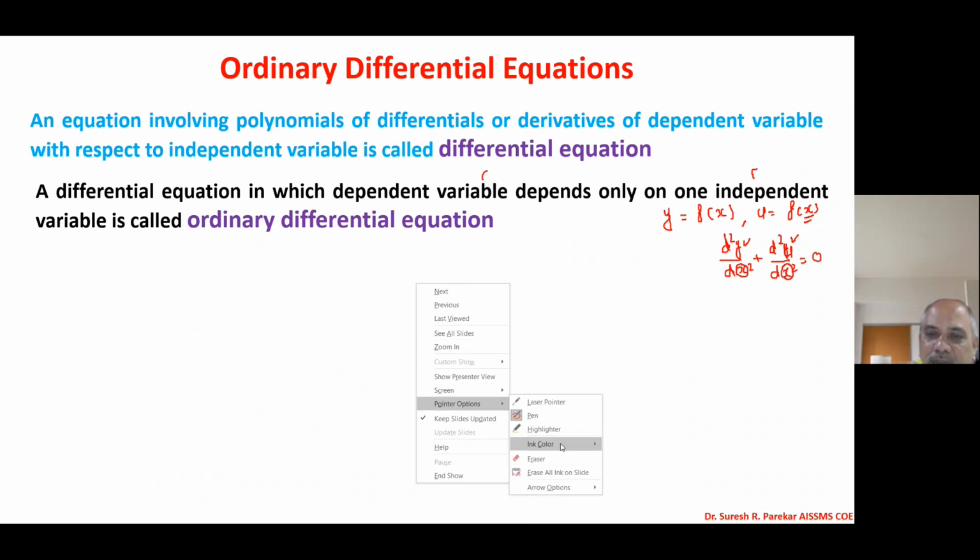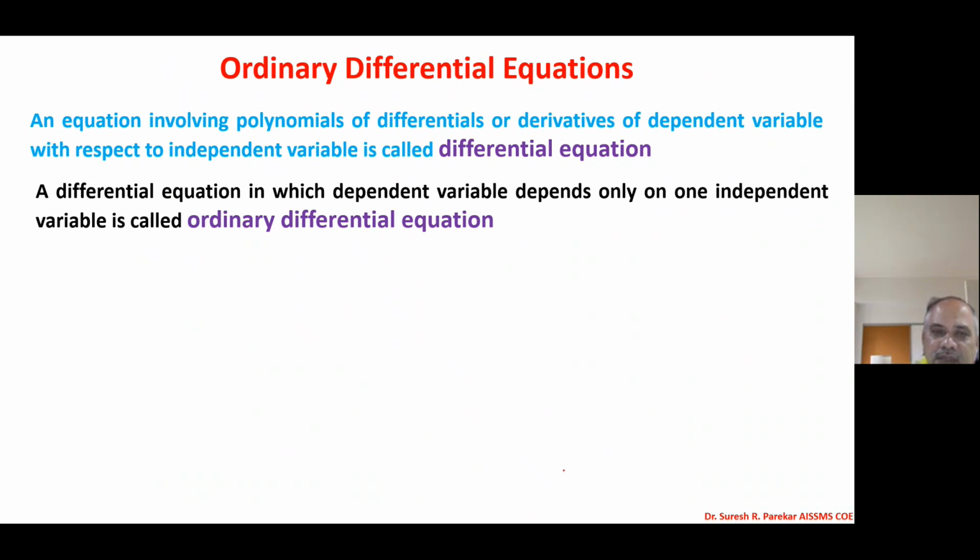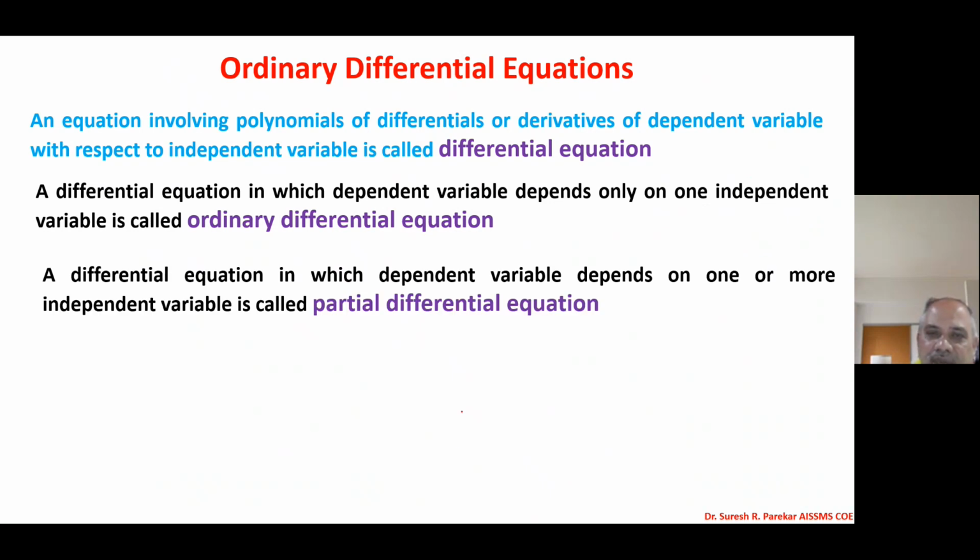So this is the first type. Then we have the second type, that is the partial differential equation. In it, the dependent variable or variables depend on one or more independent variables. It's called a partial differential equation.